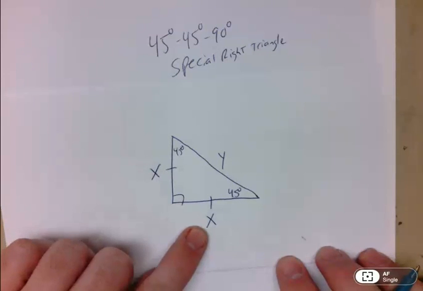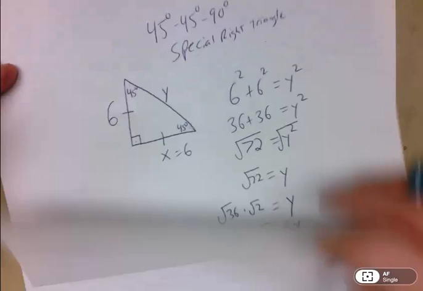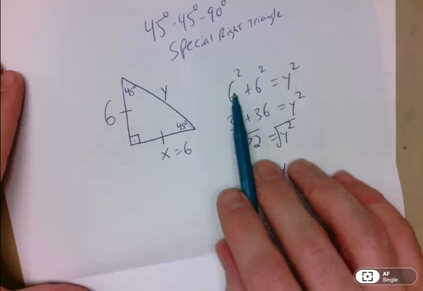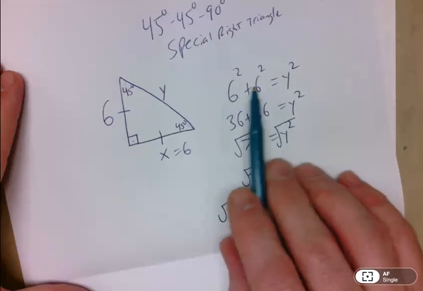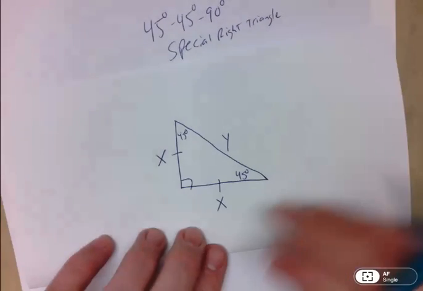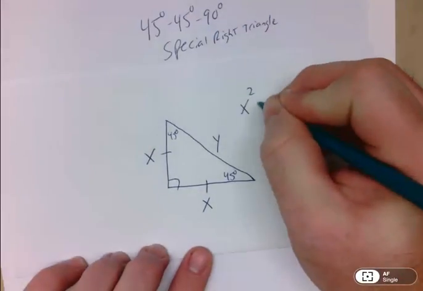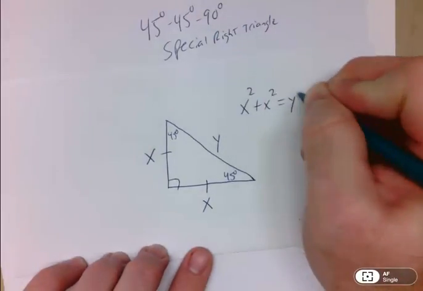So the good news is I still set it up the same way I did before. I still do this, but I'm not going to use 6. I'm going to use x and x. So my setup is going to be x squared plus x squared equals y squared.